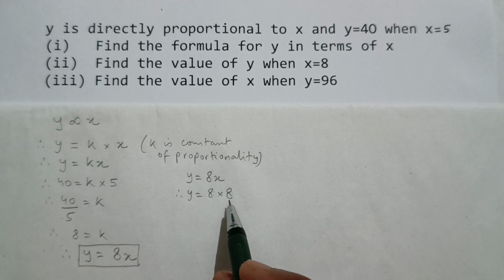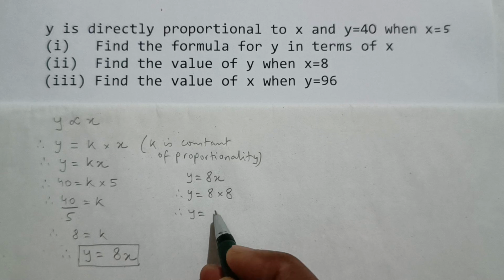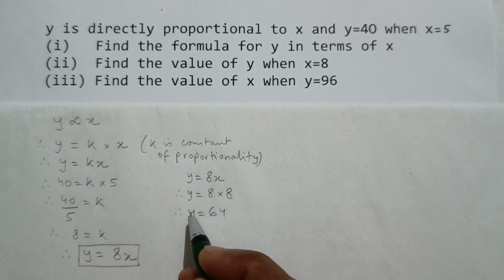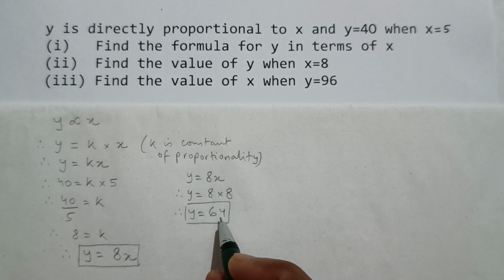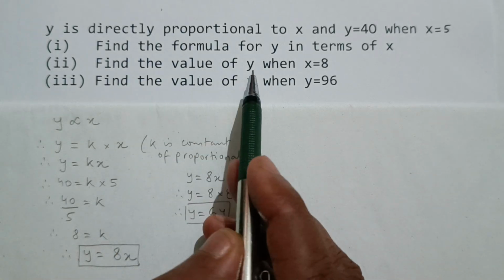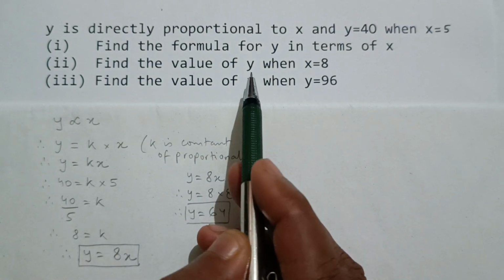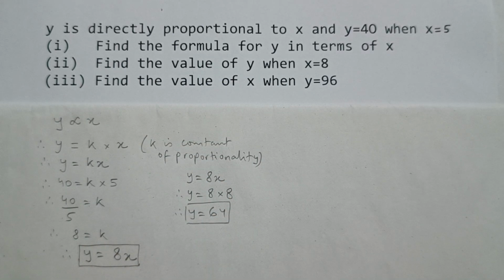So y equals 8 into 8. So y equals 64. 8 into 8 is 64. So the value of y is 64 when x equals 8.